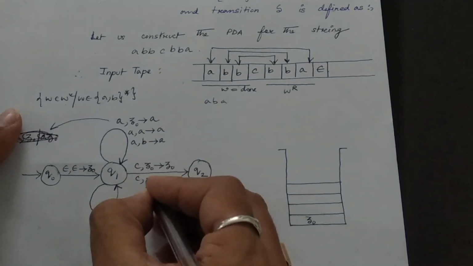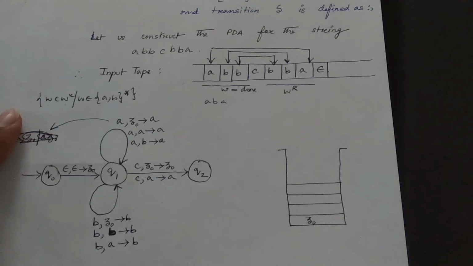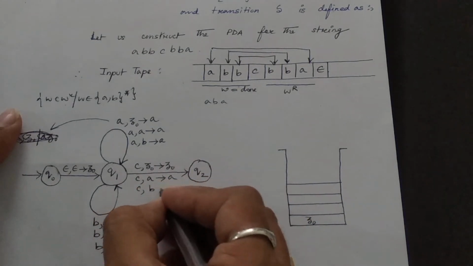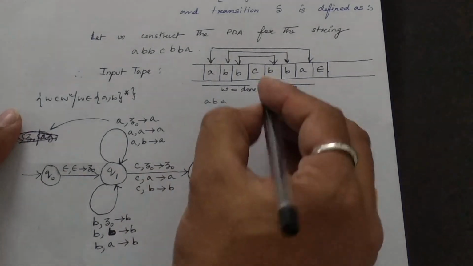Again, there might be one more case. If the top of the stack is A, then skip. One more case: if the top of the stack is B, then skip. Clear? So this is done for C.